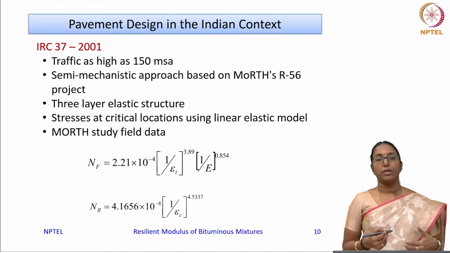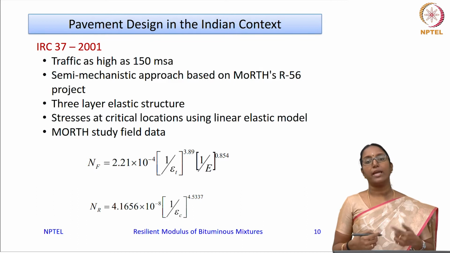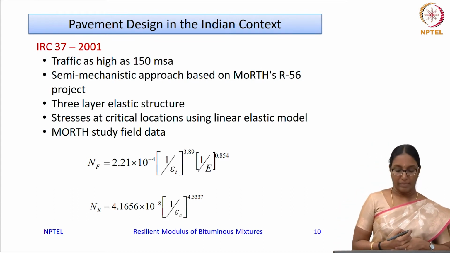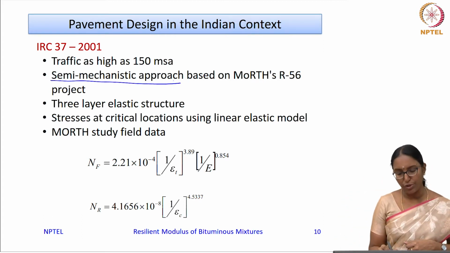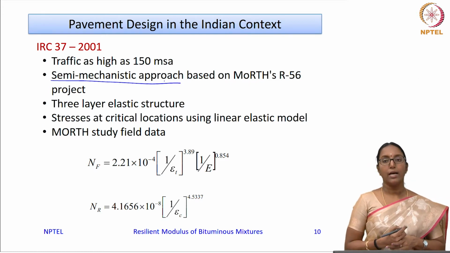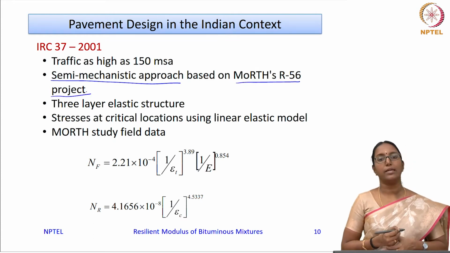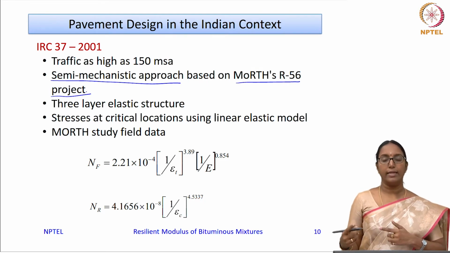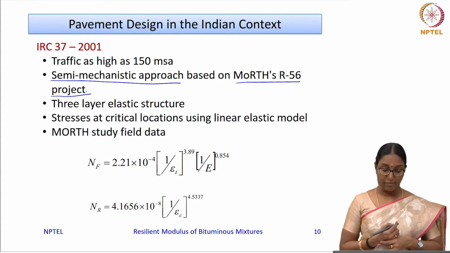Now, the later revision of IRC in 2001 was to cater for higher traffic, say of the order of 150 million standard axles. They started using the semi-mechanistic approach, or again that can be considered as a semi-empirical approach, based on sufficient data that was collected as part of the Ministry of Road Transport and Highways project, R56 project. So, that field data was correlated to various laboratory investigations, and then this methodology was devised.